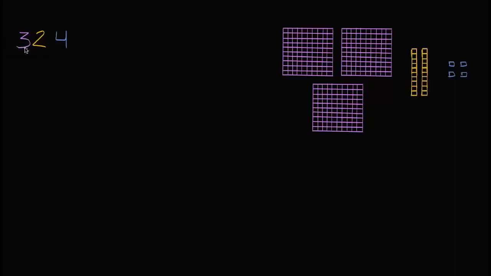I have here the number 324, which we can view as, since I have a 3 in the hundreds place, we could say this is 3 hundreds. I have a 2 in the tens place, so we could say plus 2 tens. And then I have a 4 in the ones place, so I can say plus 4 ones.